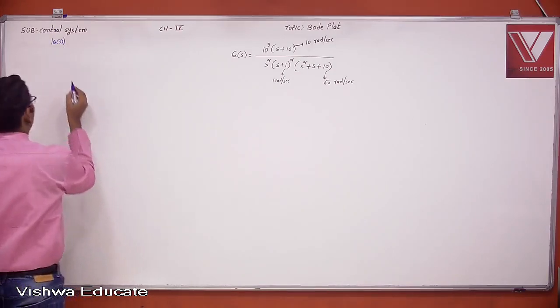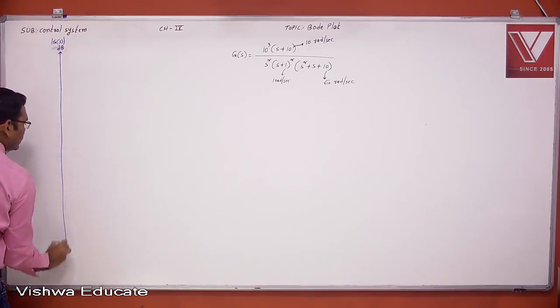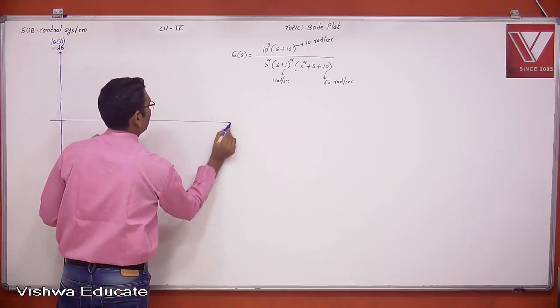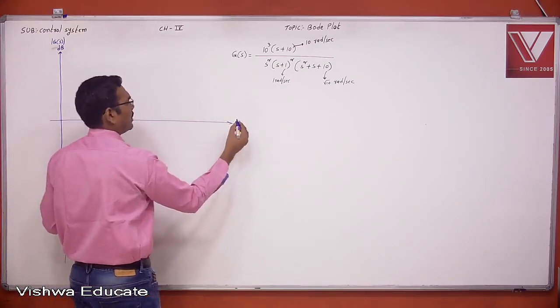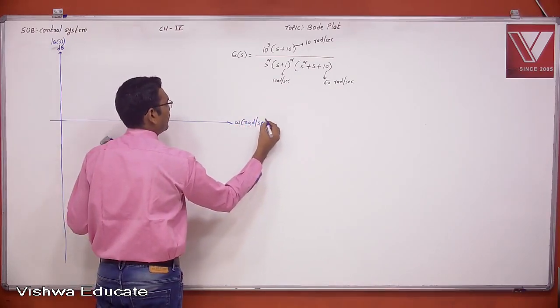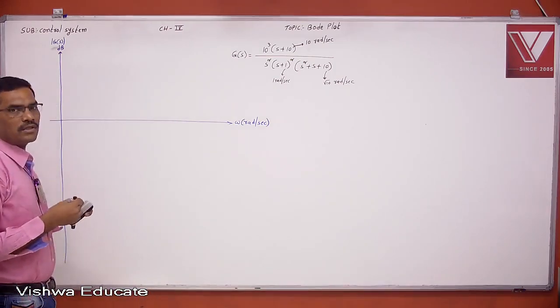Now first we will try to draw the Bode magnitude plot. Magnitude in terms of dB versus frequency. This is actually logarithmic omega. Even if I write omega, in any calculations this is not omega, this is log omega, because this is a semi-log sheet.